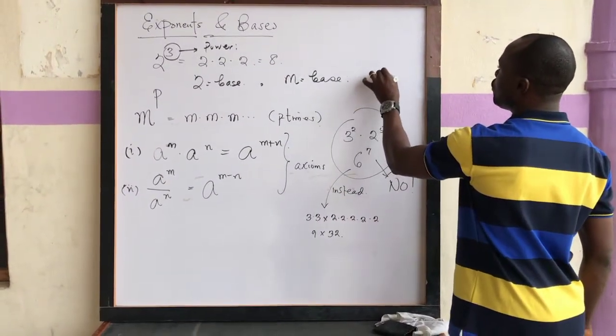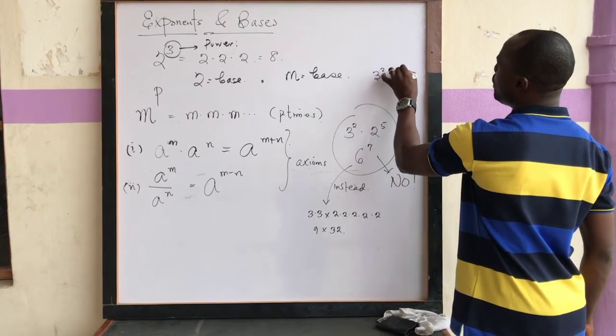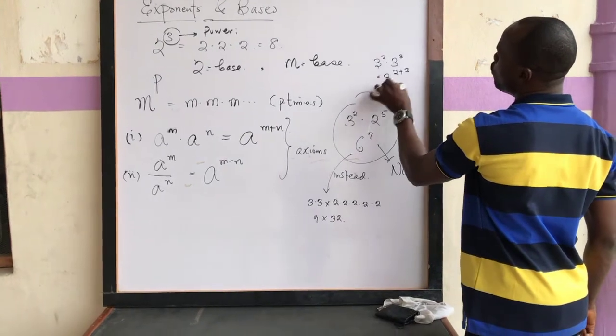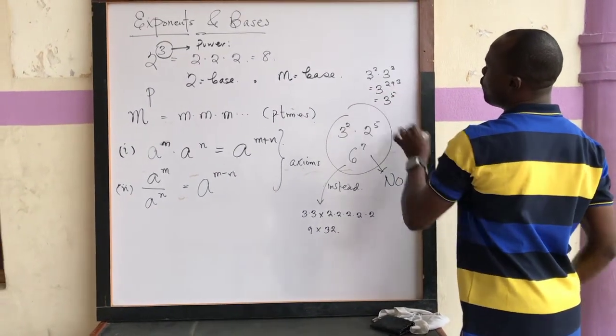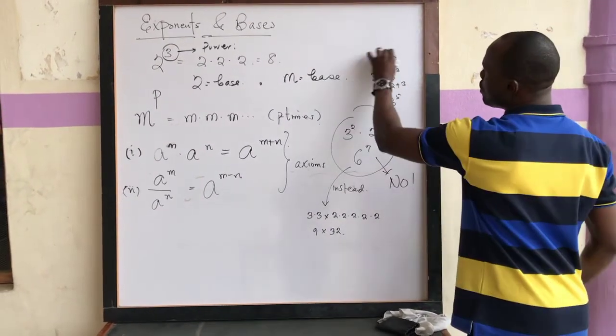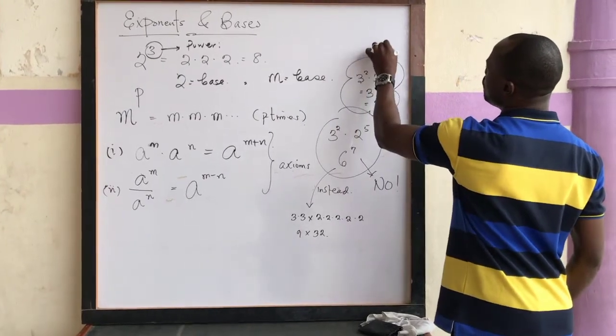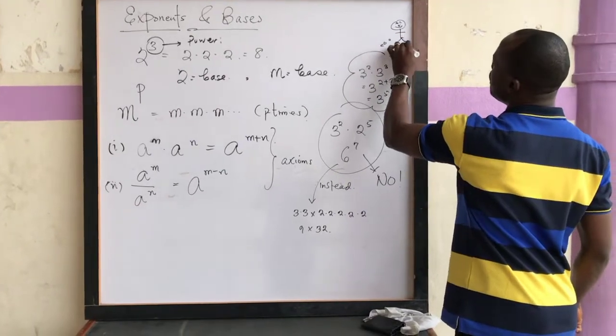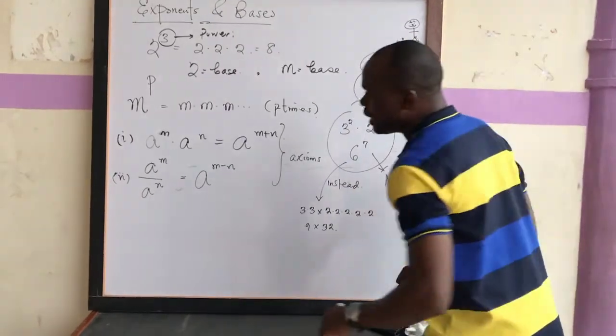You have 3 raised to the power of 2 times 3 raised to the power of 3, and that will give you 3 raised to the power of 2 plus 3, which is 3 raised to the power of 5. So this is when you use this. This is when you think about this. You smile. Now, we come back here.